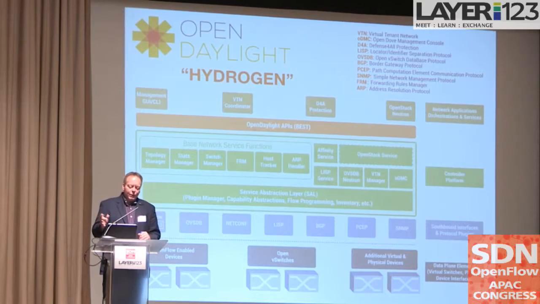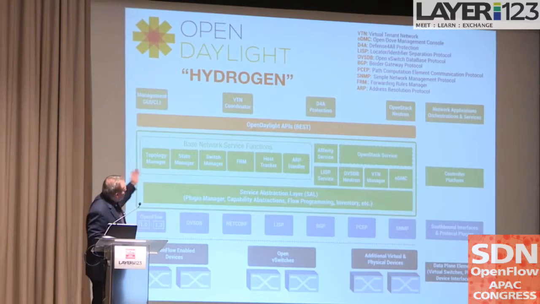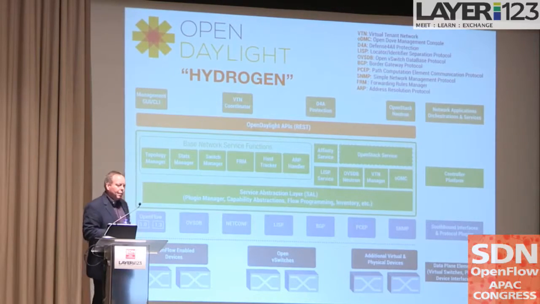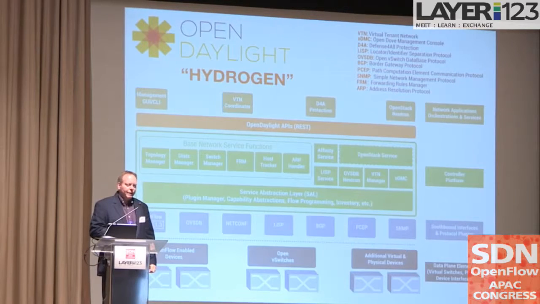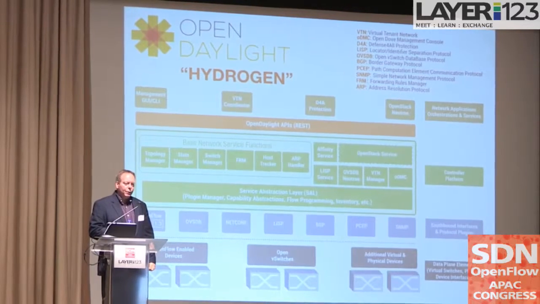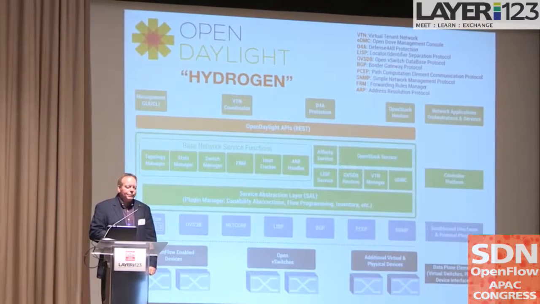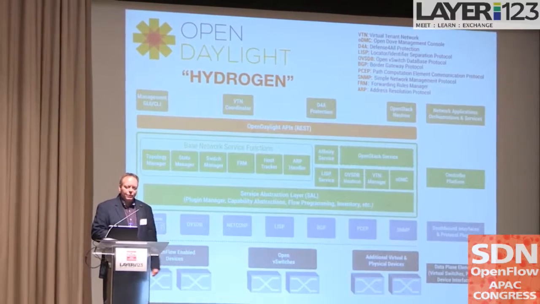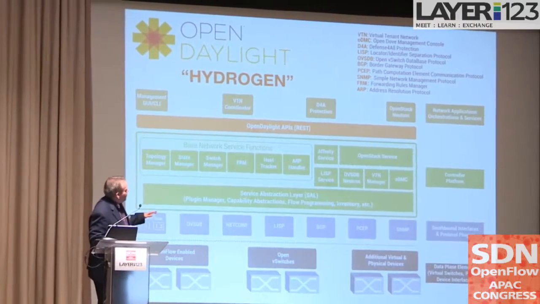If you look at this diagram, we have the applications that sit above a set of RESTful APIs. You can also interface with the controller through OSGI. Being Java-based, we're also OSGI-based. So you can interface through OSGI if you're on the same box as the OpenDaylight controller, and that's what your configuration looks like. Otherwise, you can use the RESTful APIs.